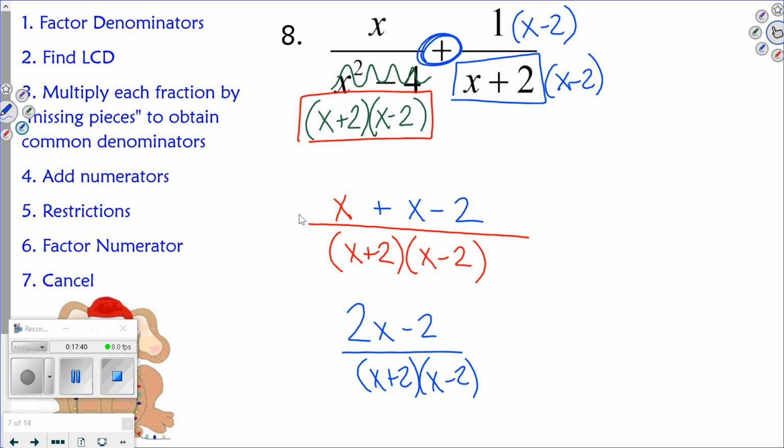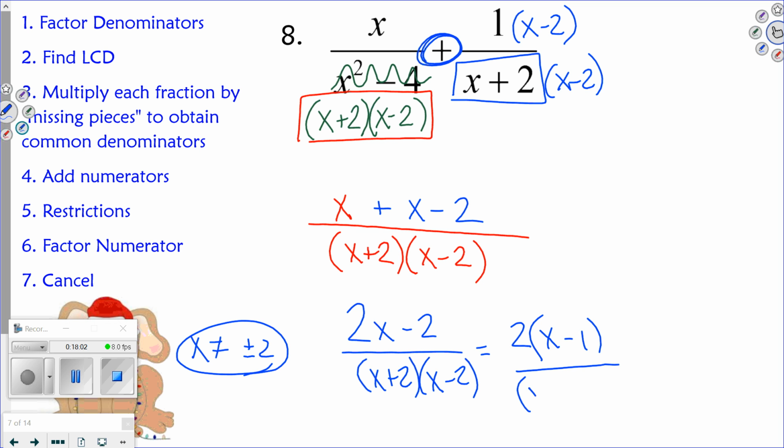All right, that was step 4. Step 5, restrictions. X cannot equal, good, plus or minus 2, coming from your denominators. Step 6, factor the numerator. Yes, I could take out a 2. I'm left with x minus 1.